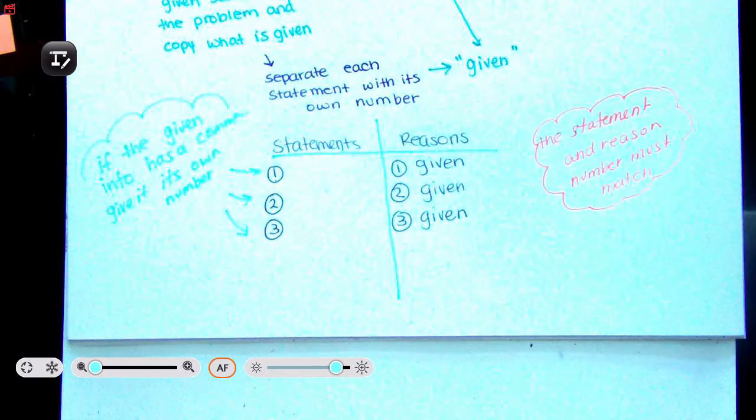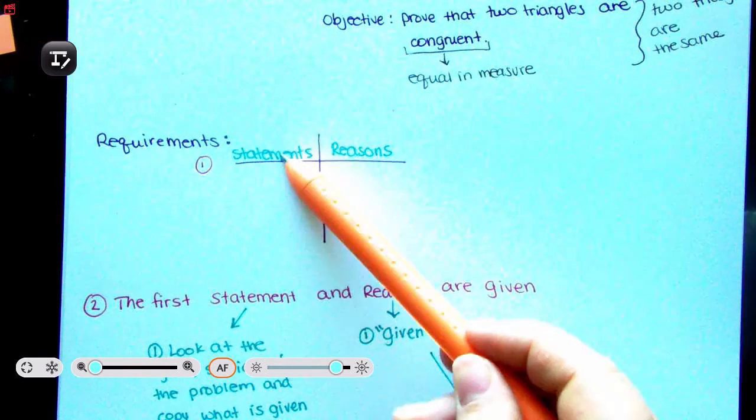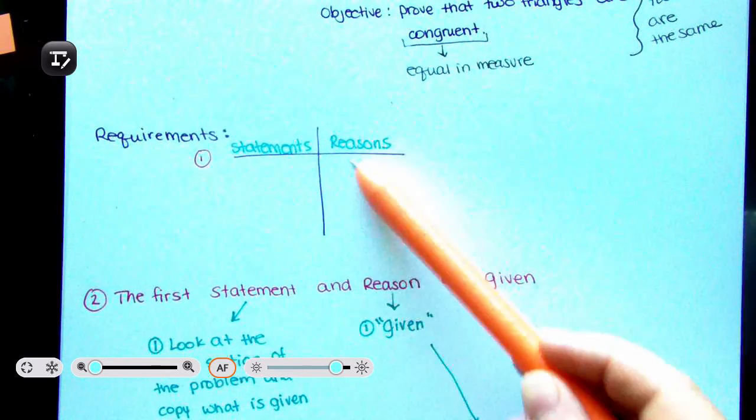Okay, again, let's recap. I'm going to recap a lot with these steps. Step number 1, you're going to make a T-chart. On the left-hand side, you're going to write statement. On the right-hand side, you're going to write reason.